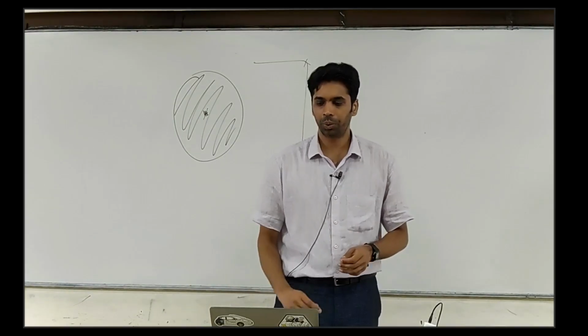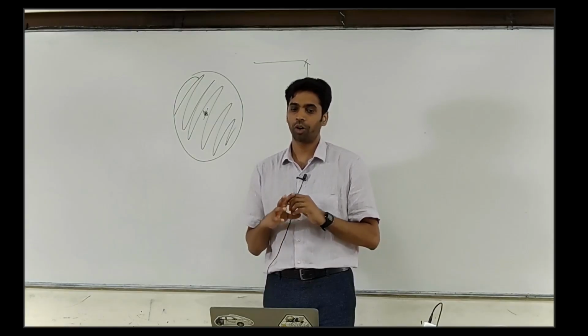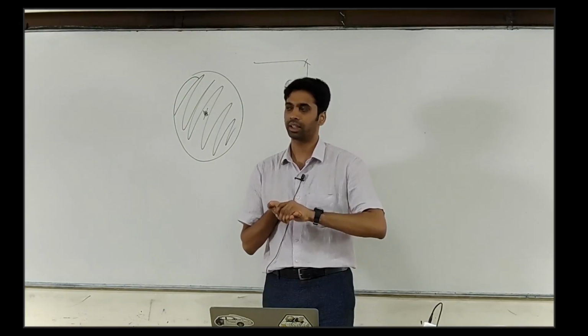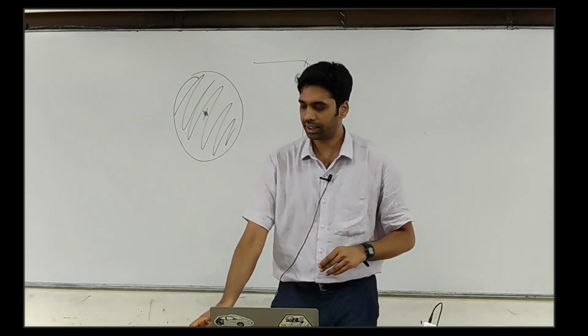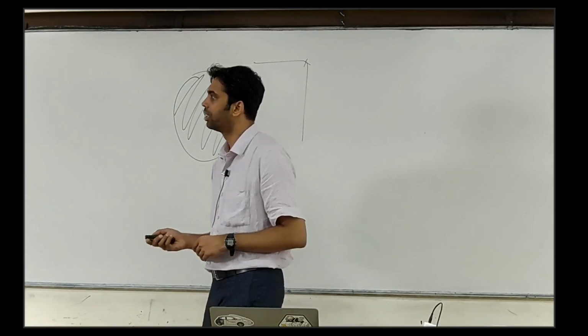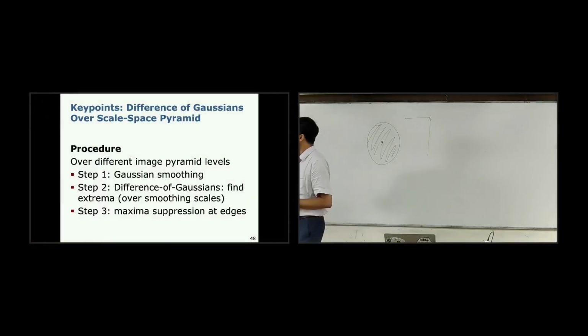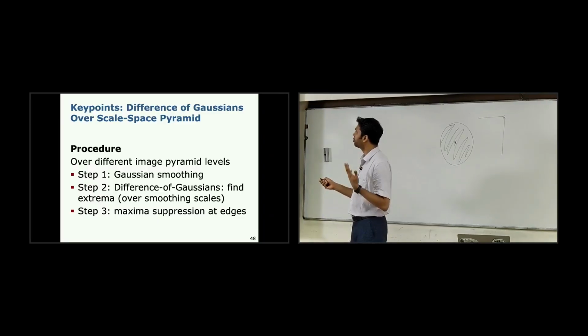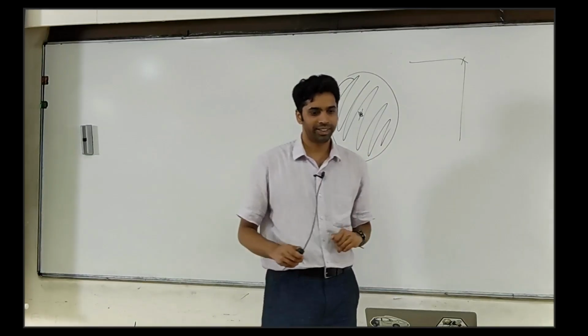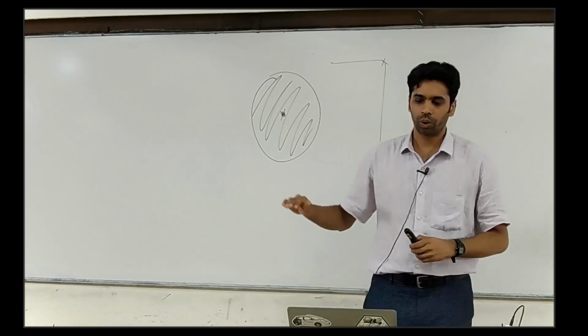So how do you do the difference of Gaussians based key point detection? This has 3 steps. Essentially, it's doing the difference at different scales. That's why it's also called a scale space pyramid. So difference of Gaussians over a scale space pyramid. When we see the image, it will be clear. So it has 3 steps.